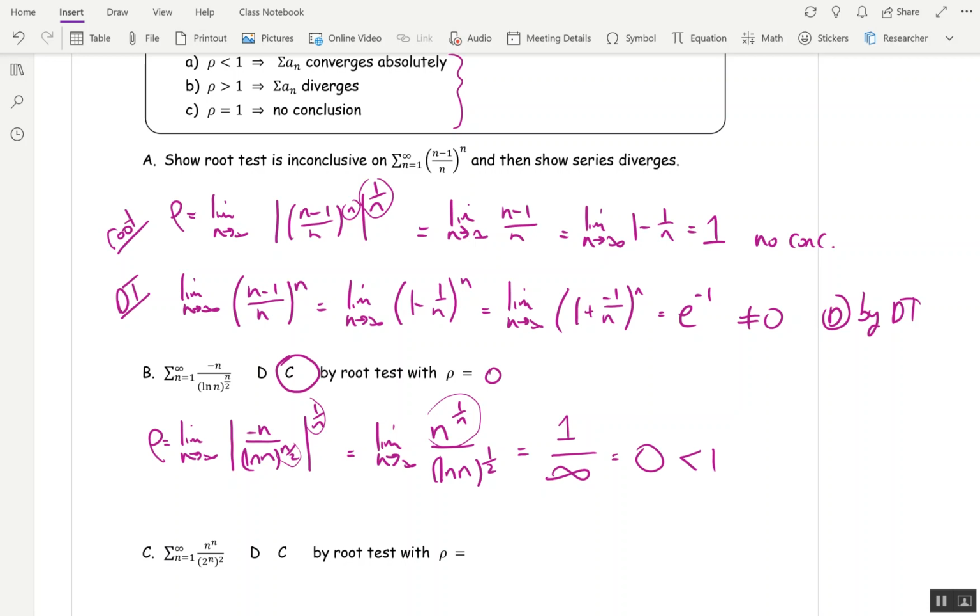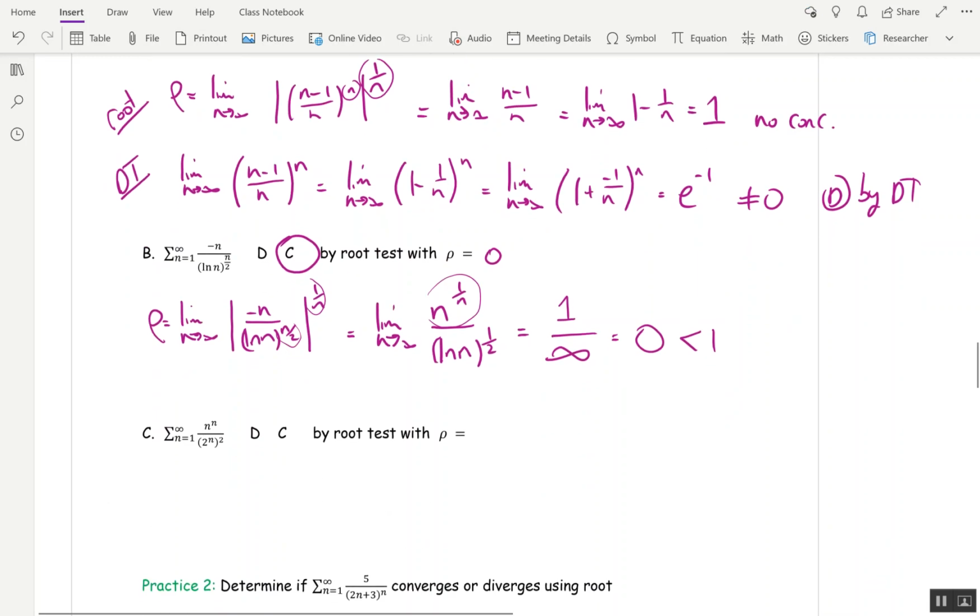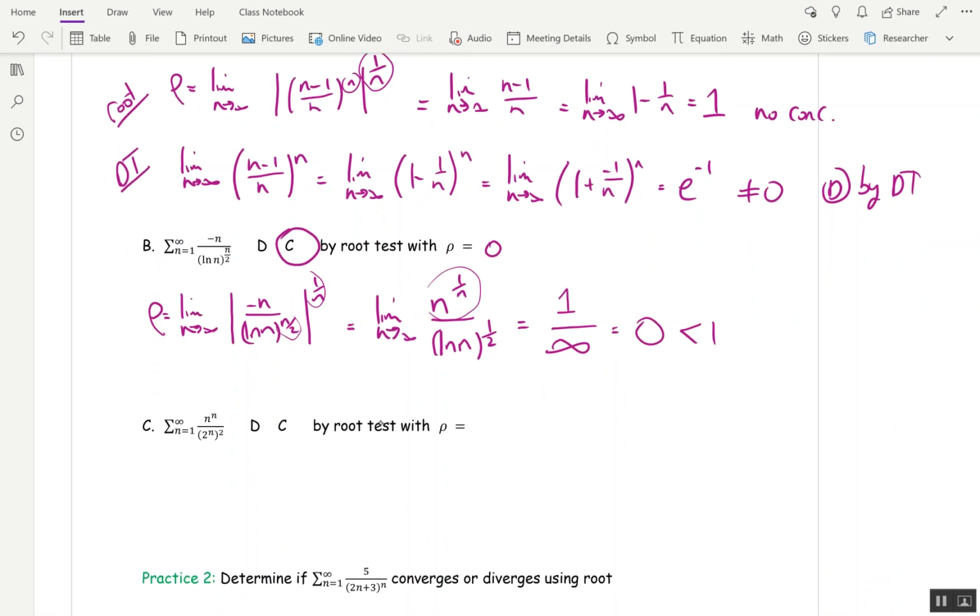Okay, last one. Rho is the limit. You might want to pause this and do it on your own and then see how well you did, and then come back. Limit as n goes to infinity of absolute value n to the n over 2 to the 2n. I'm going to simplify that, just multiply the exponents, which is the same as 4 to the n, right?